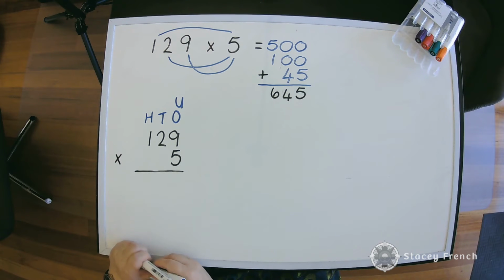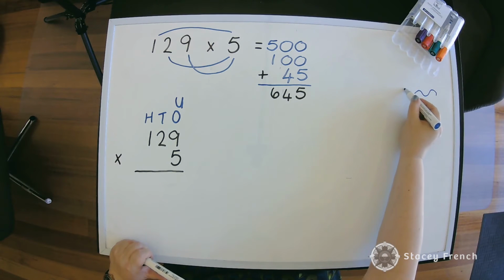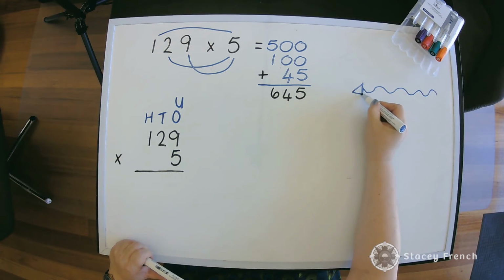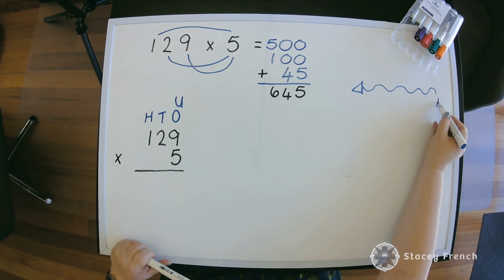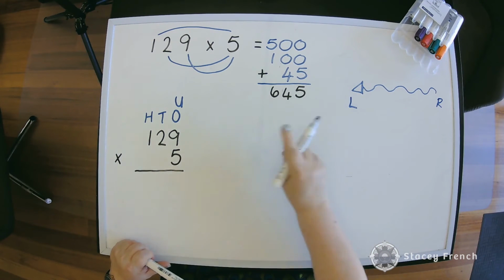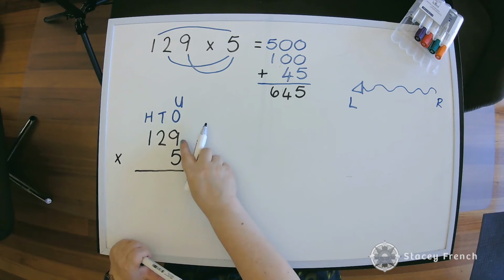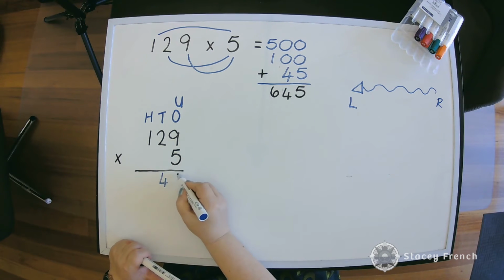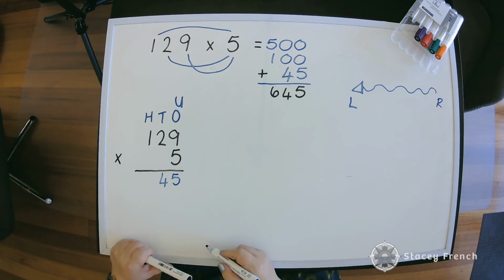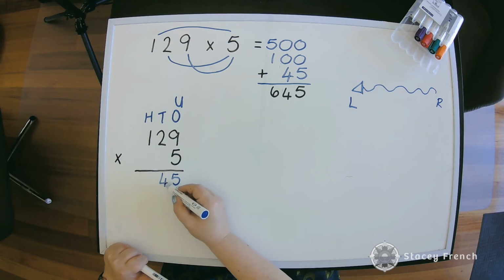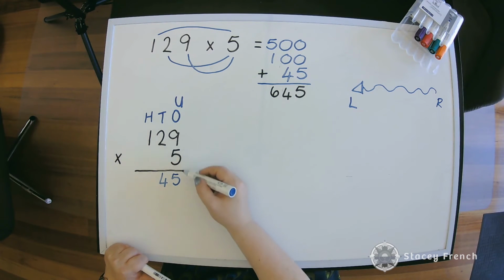Now I need to solve it. The interesting thing about vertical multiplication is that when we solve it, we read the opposite way. We read from the right-hand side to the left-hand side, which means we start with our ones. We say 9 times 5 is 45. The 4 has to go in the tens column because it's a 40, and the 5 is in the ones column because it's a 5.